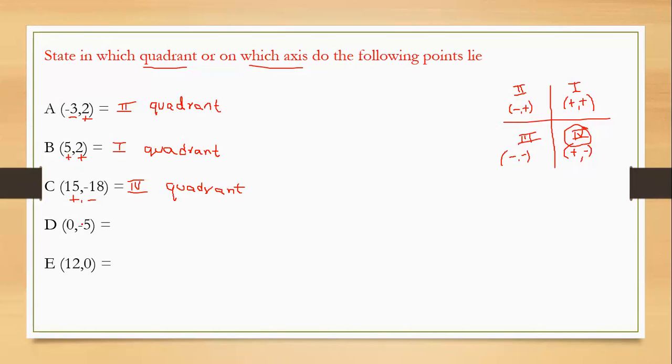The next point is point D, and the coordinates are (0, -5). Whenever you see 0, you have to keep in mind that this point lies on an axis. I'm repeating again: whenever you see 0, either in the x coordinate or the y coordinate, if any one of them is 0 or both of them are 0. If both of them are 0, then it is on the origin, right? If any one of them is 0, then it is on an axis, right? Now here we have the x coordinate as 0. Then this point will be where? It will be on the y-axis, right?